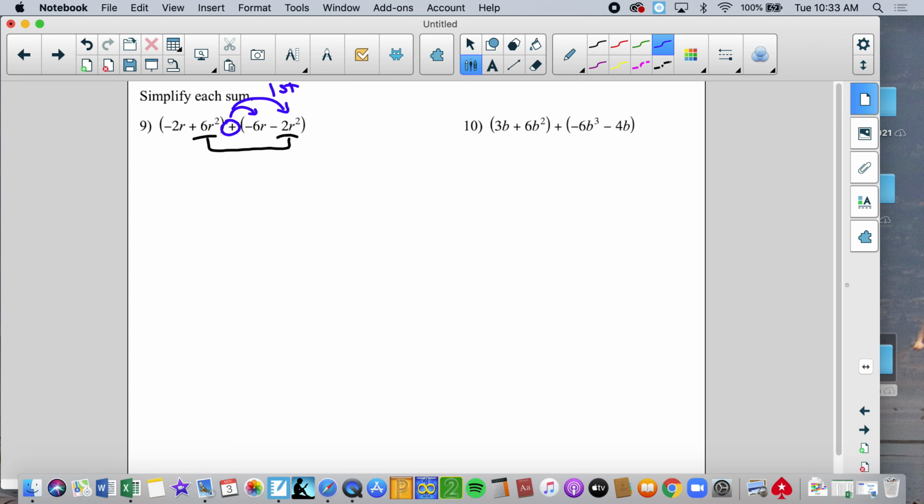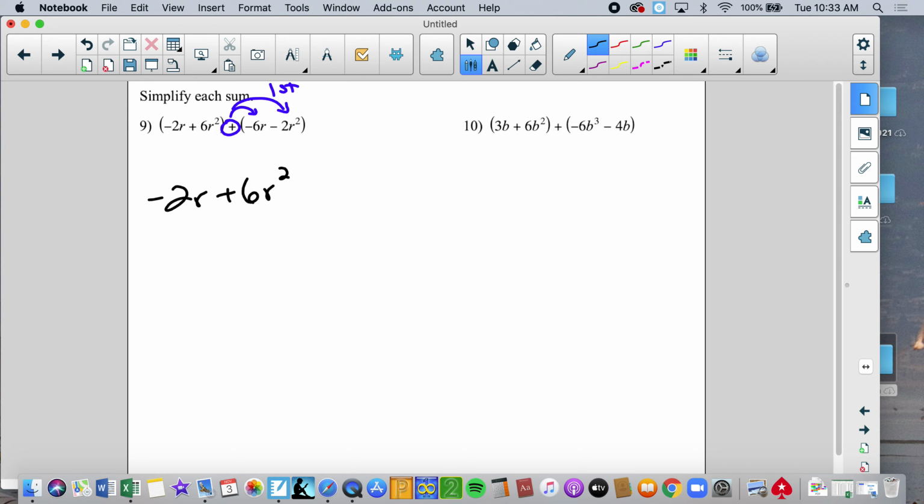We have to do that first before we can add those like terms. Okay, because the parentheses are there and they are separating it and we're not able to do that. So the positive in front of the parentheses does not affect the parentheses to the left. So those terms do not change. They are going to stay as -2r plus 6r.